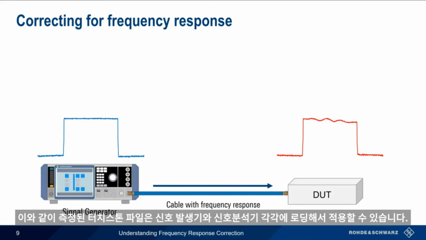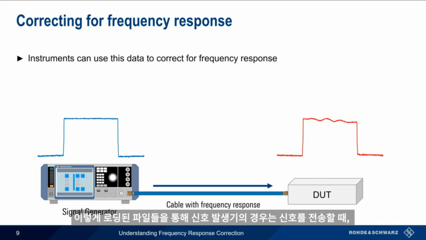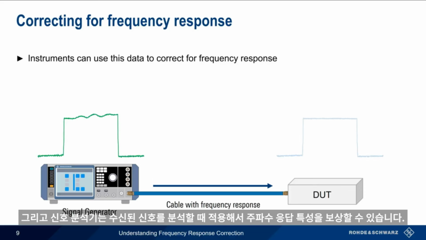Once a component has been characterized in this way, these Touchstone files can then be loaded into a signal generator and/or spectrum analyzer. Within the instrument, the data in this file can be used to correct for any frequency response either in the signal transmitted by a generator or received by an analyzer.